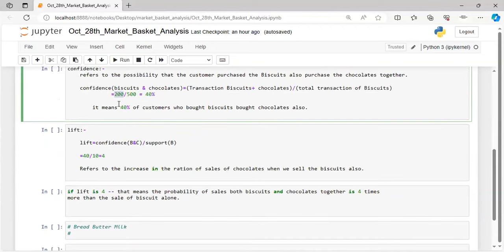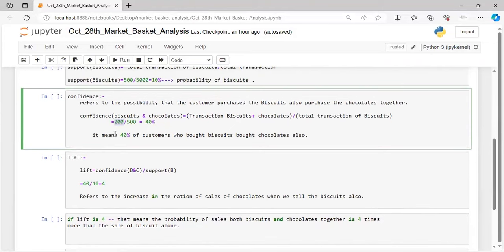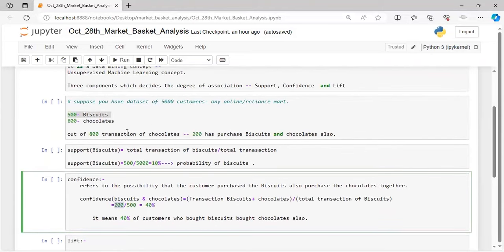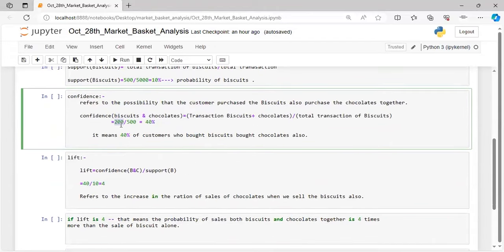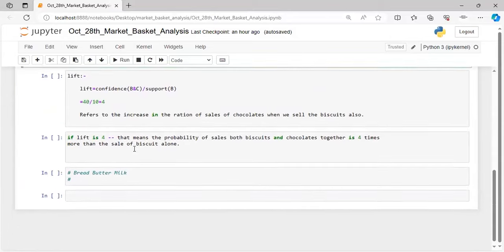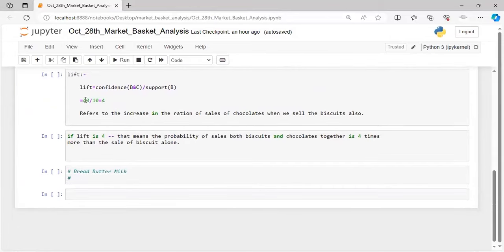If you make it 20, out of 800 transactions only 20 have purchased biscuit and chocolate together. So there is no good combination, biscuit and chocolate. You will calculate this value here and here also. So this will be a very less value, a low lift value. If it is lesser than 1, it's a very bad combination.